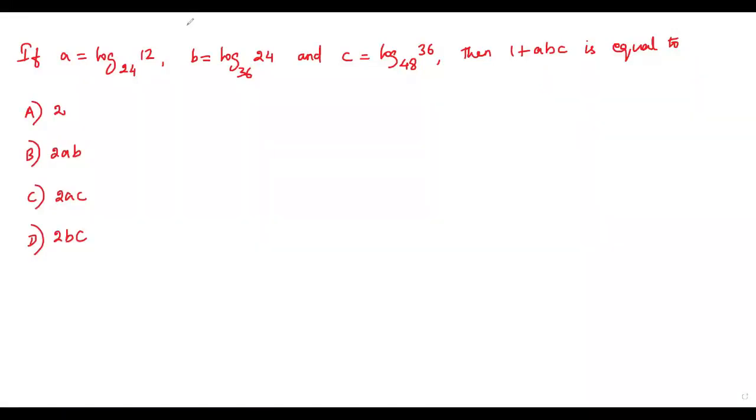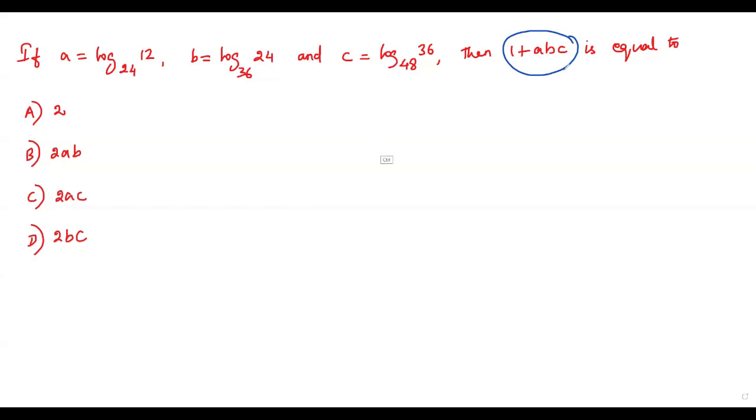Here we have a problem on logarithm. Okay, let's go to the question. If a equals log base 24 of 12, b equals log base 36 of 24, and c equals log base 48 of 36, then 1 plus a times b times c is equal to. So we have to evaluate the value of this expression, 1 plus a times b times c.